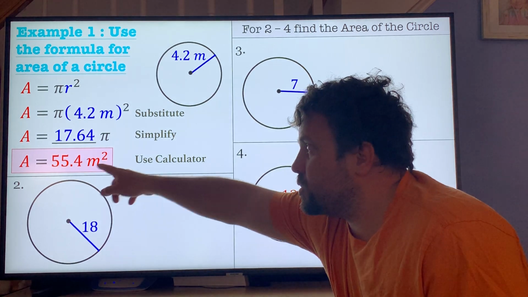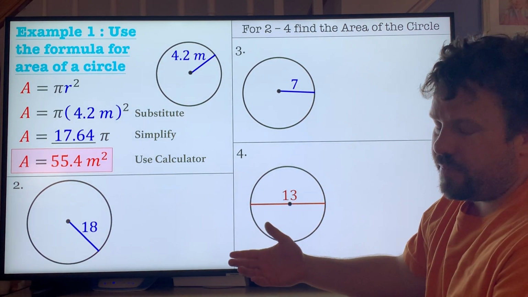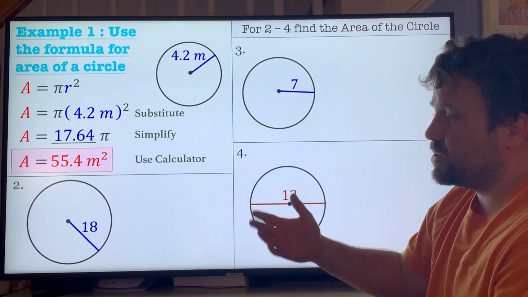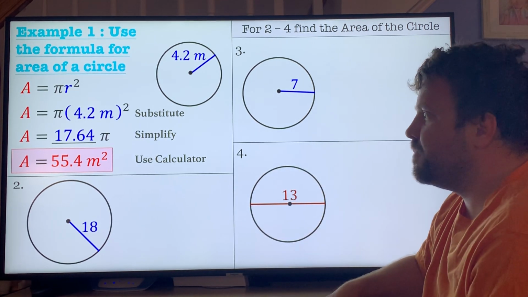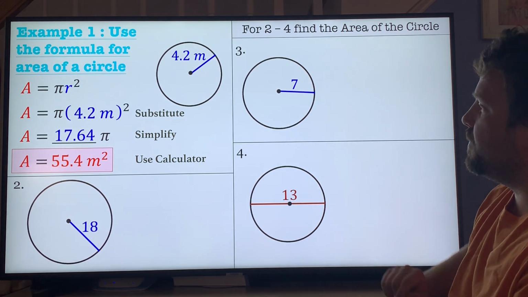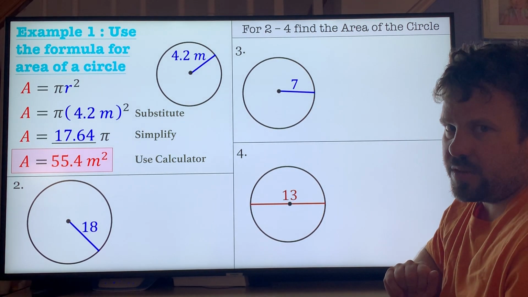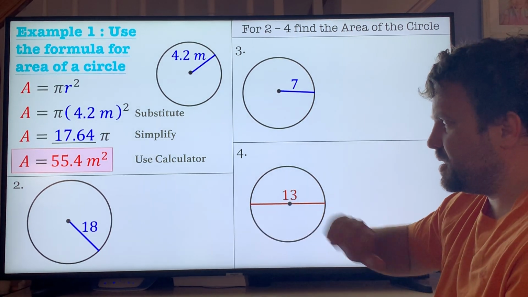Now notice it's square meters. Anytime you deal with units and area, it's squares, like square meters, square inches, square feet, square miles, all that's area. All right, so when you try 2, 3, and 4, 4 is the only one that may give you a little bit of trouble. Let's see what you got.